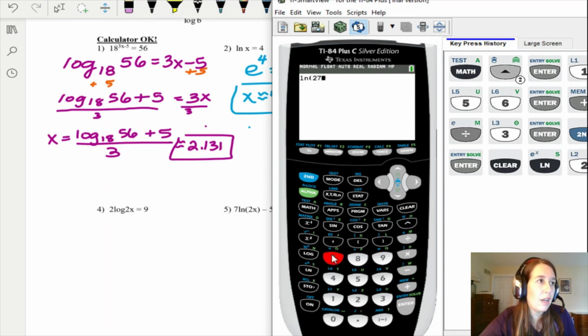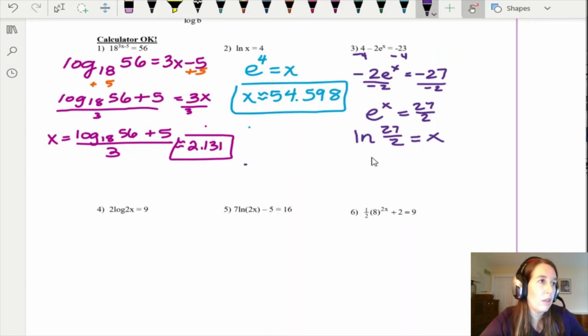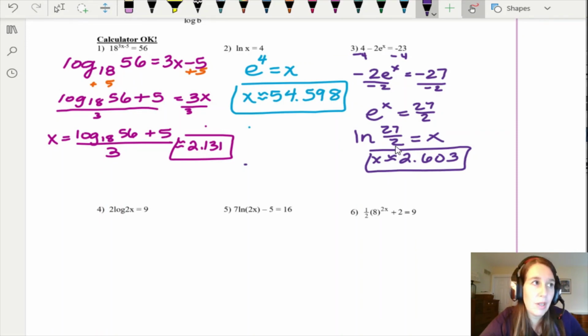So natural log 27 divided by 2 is equal to 2.603. So if you are supposed to answer a rounded number, obviously that's the rounded number. And if you're supposed to answer an exact answer, like say in MyMathLab or something, you would type in natural log 13.5 or natural log 27 divided by 2.